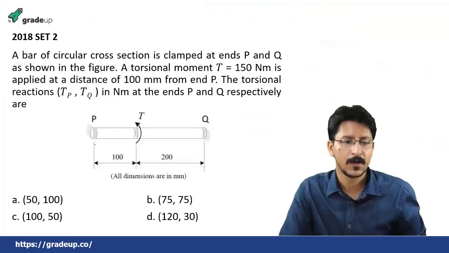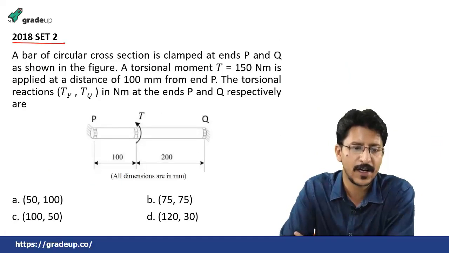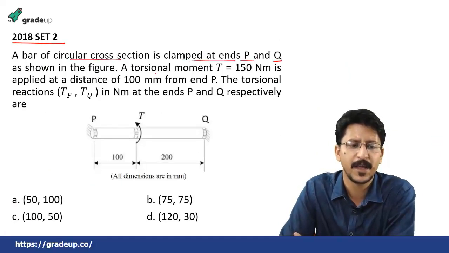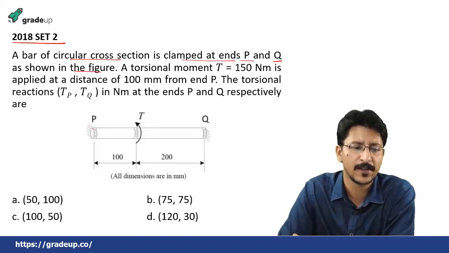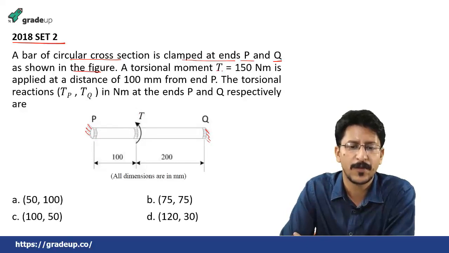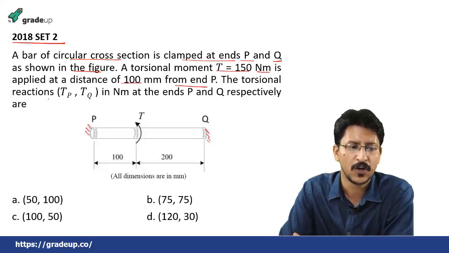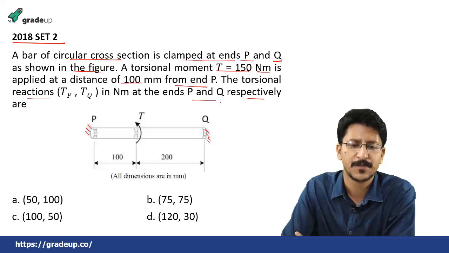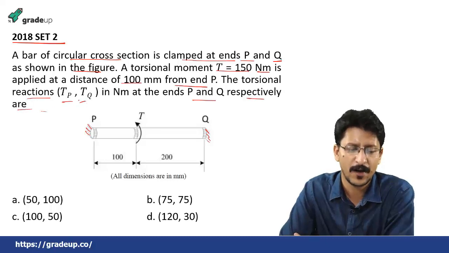Okay. The last question, 2018 set 2. A bar of circular cross section is clamped at the ends P and Q as shown in the figure. The torsional moment T equal to 150 Newton meter is applied at a distance of 100 mm from the end P. The torsional reactions, that is TP and TQ, at the ends are asked.